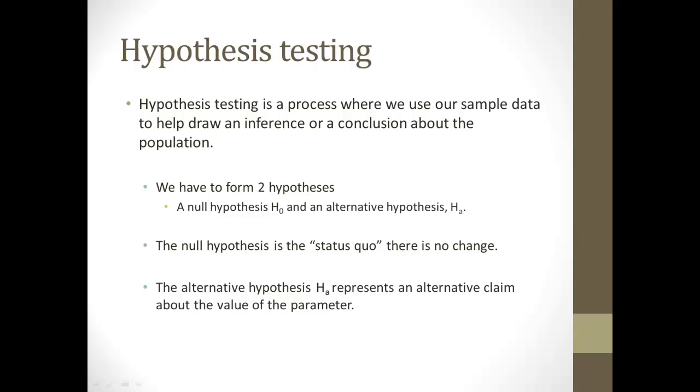Hypothesis testing is a process where we use our sample data to help draw an inference or conclusion about the population. We have to form two hypotheses, a null hypothesis and an alternative hypothesis. The null hypothesis is the status quo, or there is no change. The alternative hypothesis, HA, is an alternative claim about the value of a parameter.